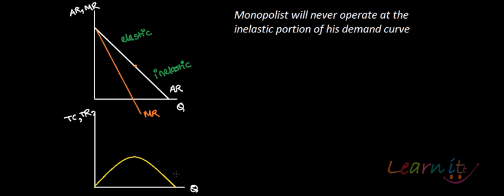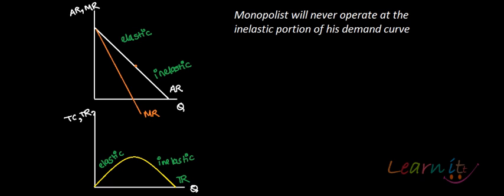And this is the total revenue curve in the lower panel. The relationship between the elasticity of demand and the total revenue is that when demand is elastic, the total revenue is increasing. I'm writing this here, elastic. This portion, the decreasing portion, corresponds to inelastic.